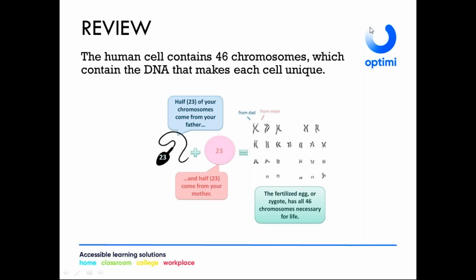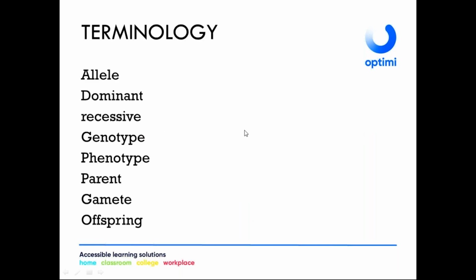Let's move on. So these are the terminology that are used in genetics, and for you to be able to understand genetics properly, or for you to see that this is actually an easy topic, the first thing that you need to do is understand what the terminology is. What are they talking about when they say allele? What is dominant? What is recessive? What is a genotype and what is a phenotype? What is a parent and what is an offspring? And what is a gamete? Most of this terminology you already know. Now you just need to affirm it and understand it.